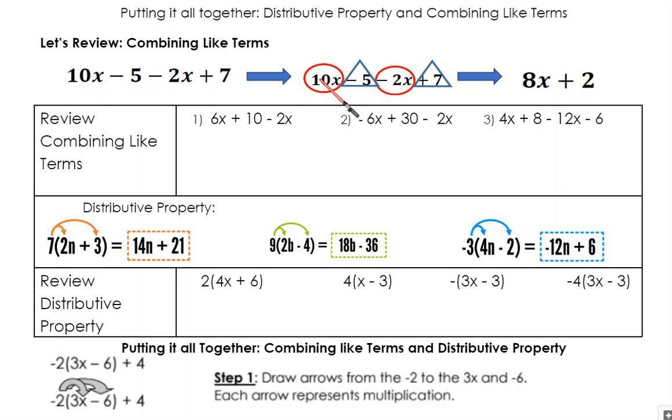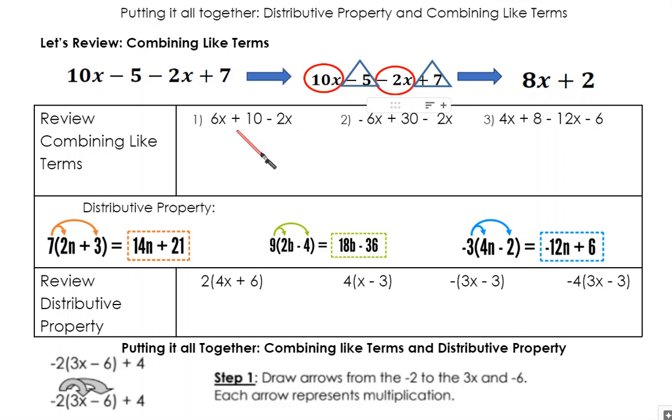So in this example, that 10x and that negative 2x can be combined because they're both x's. All you do is 10x, and the sign in front tells you what to do. So 10x minus 2x gets you 8x. And these two are constants, this negative 5 and this plus 7. Negative 5 plus 7 gives you a positive 2.